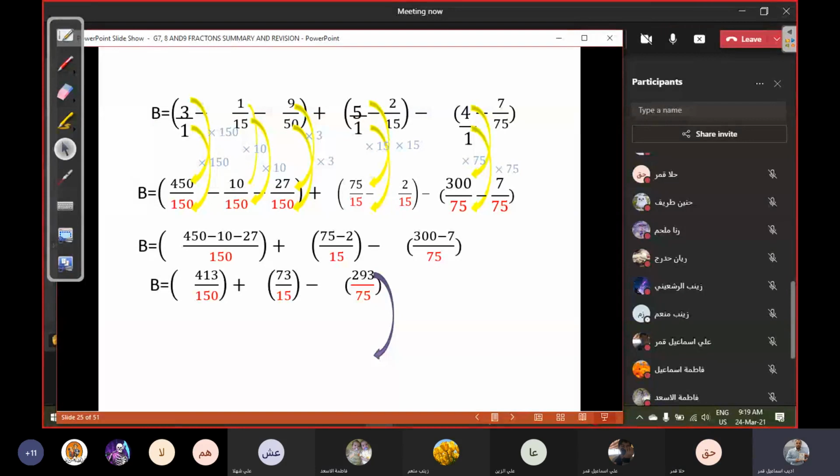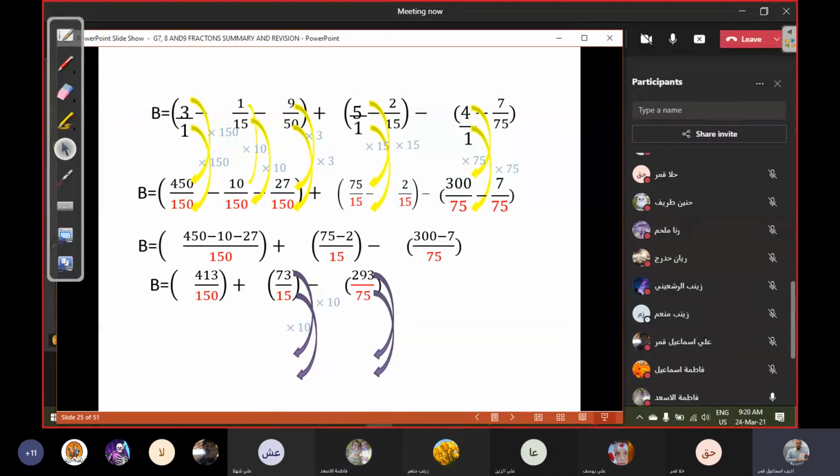So I only need to convert the second and third fractions so the denominator becomes 150. The second fraction has 15 to become 150. By what do we multiply? We multiply by 10, top and bottom. Teacher, the third fraction has 75 to become 150. By what do we multiply? By 2, the numerator and the denominator.